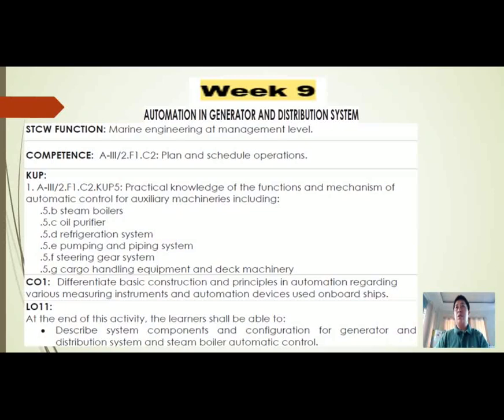So we'll discuss the automation in generator and distribution system on board ship. This topic is for week 9 for the subject Automation 1. Here is the table of competence, just read all of this so that you can continue. So let's get started.